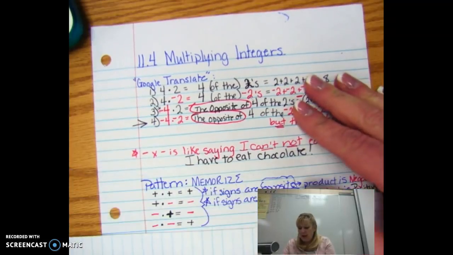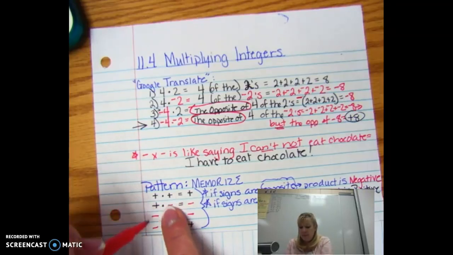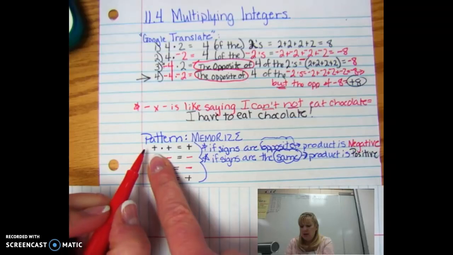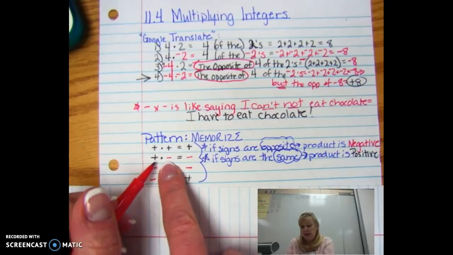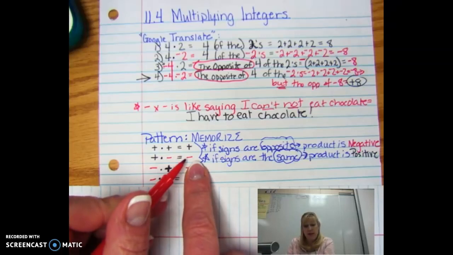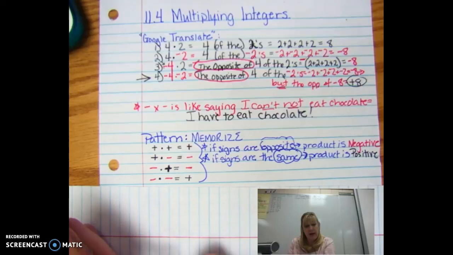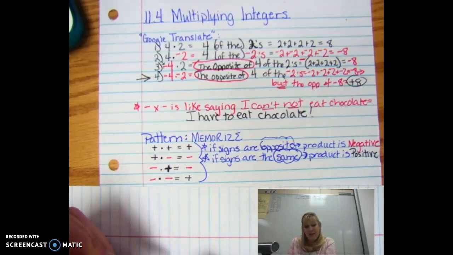There's a pattern here that students really focus on. And if you have this memorized, you're going to do great on quizzes, tests, and the like. So if you have a positive times a positive, obviously your product is positive. Positive times a negative, your product is always negative. Negative times positive, it's always going to be negative. Negative times negative is a positive.